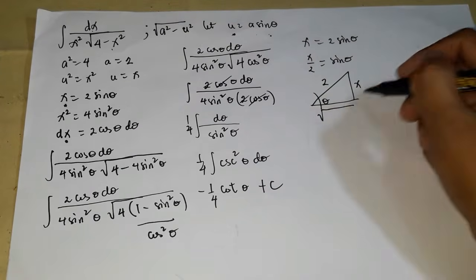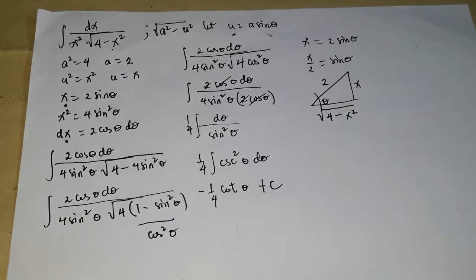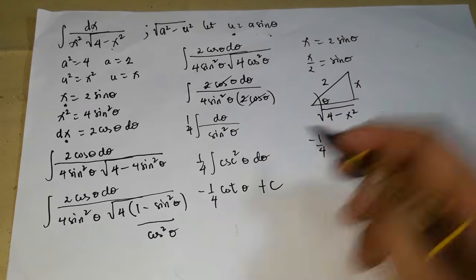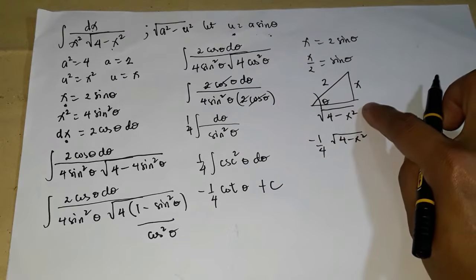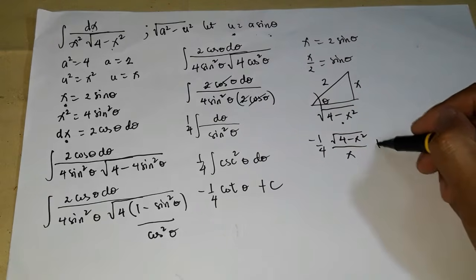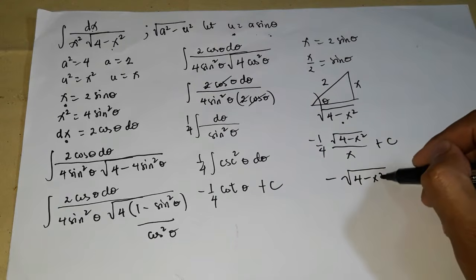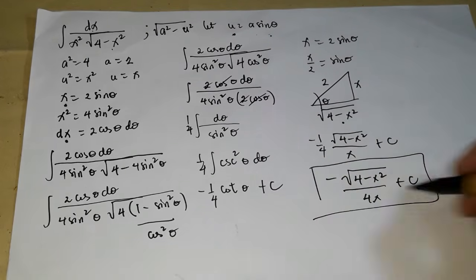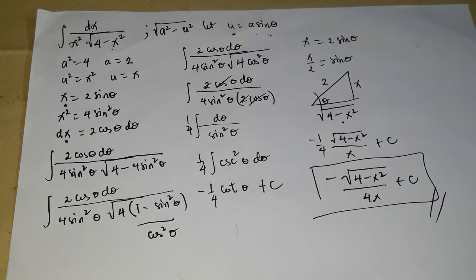And then the adjacent side is the square root of the square of the hypotenuse, 4, minus the square of the opposite, x squared. And then we have negative 1/4. Then cotangent theta is given by square root of 4 minus x squared from this triangle, that is adjacent side over opposite, plus c. And then simplifying, you get negative square root of 4 minus x squared all over 4x plus c. So this is the integral of dx over x squared times the square root of 4 minus x squared.